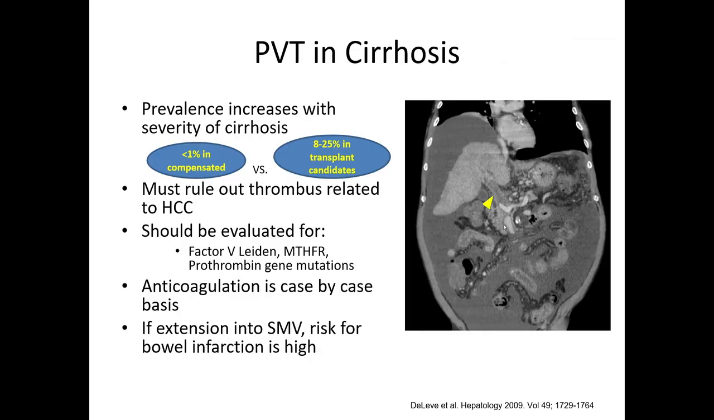And the patient should be evaluated also for factor V Leiden mutation, MTHFR, prothrombin gene mutations as well. Anticoagulation in patients with cirrhosis is done on a case-by-case basis, and if extension occurs into the SMV, they're at risk for bowel infarction, and that risk is quite high.